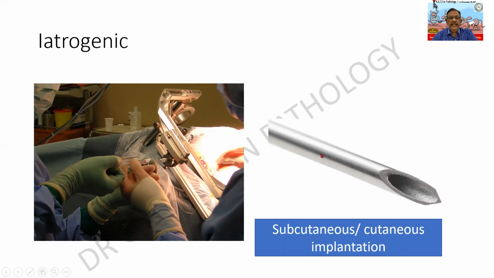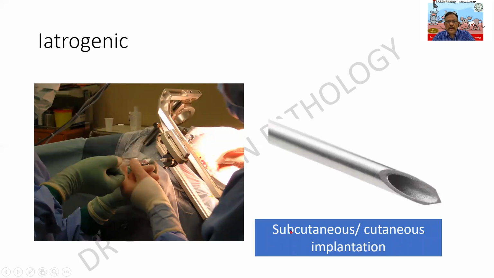But what they say is when a biopsy is being taken, it will be done under ultrasound guidance or any other mode of radio diagnosis. And even when they take a correct biopsy, there can be implantation of the cells either at the subcutaneous site or in the skin. So this is called iatrogenic, another mode of spread.